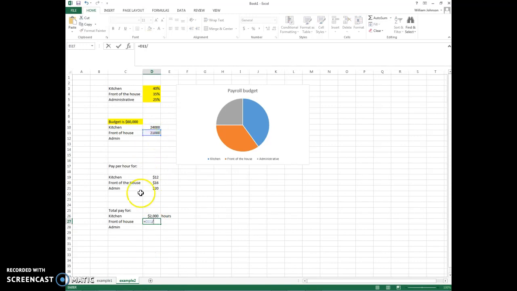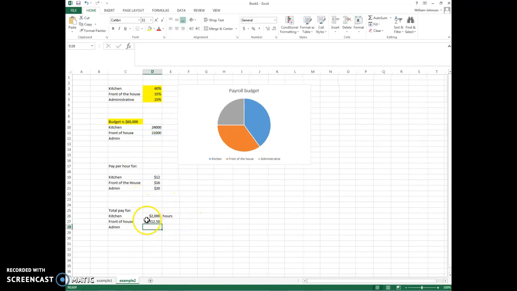21,000 divided by $16 an hour. And it's a fraction, so you might have to round it a little bit. But that tells you how many hours you'll have for your front of the house staff. I left out the admin, but you could operate it the same way.